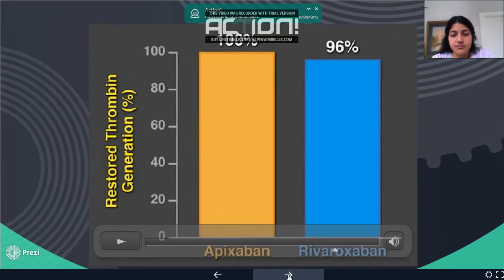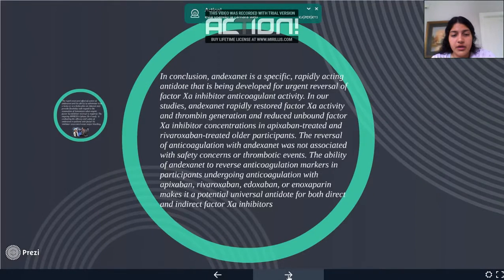In conclusion, Andexanet is a specific, rapidly acting antidote that is being developed for urgent reversal of factor Xa inhibitor anticoagulant activity. In our studies, Andexanet rapidly restored factor Xa activity and thrombin generation and reduced unbound factor Xa inhibitor concentrations in apixaban-treated and rivaroxaban-treated older patients. The reversal of anticoagulation with Andexanet was not associated with safety concerns or thrombotic events.